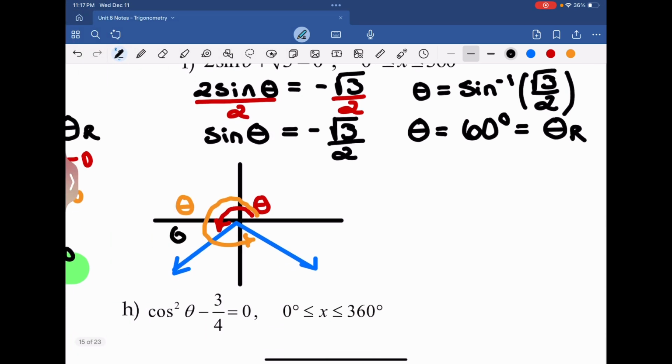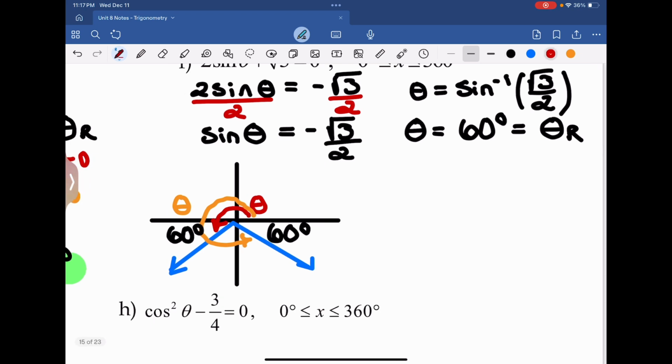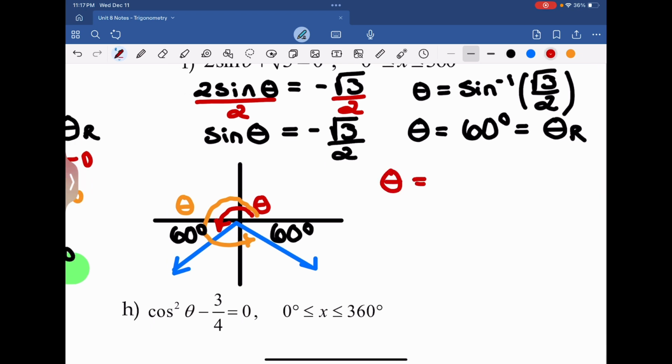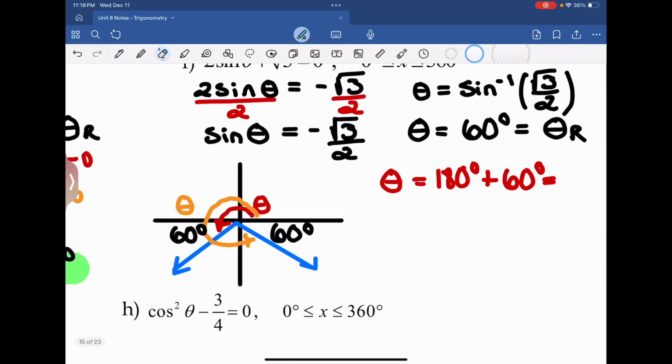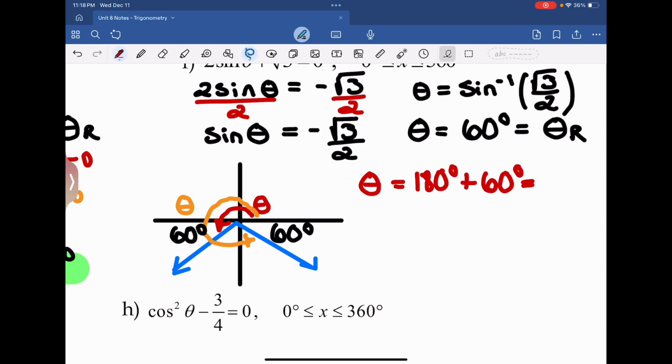Then I go down below here and I'm like, well, if this is 60 and this is 60, then it actually gives us a lot of power to figure these out. The red angle is equal to 180 plus 60. I'll do these all in the same line just because of the space. Actually, I'll just shift it over to accommodate for this space. So 180 plus 60 is going to be equal to 240 degrees.